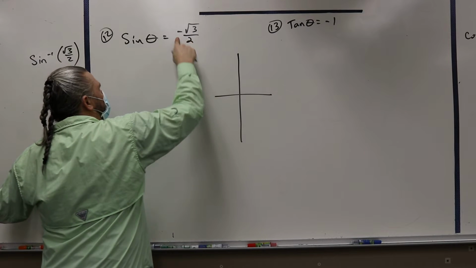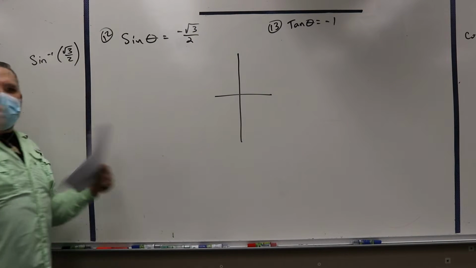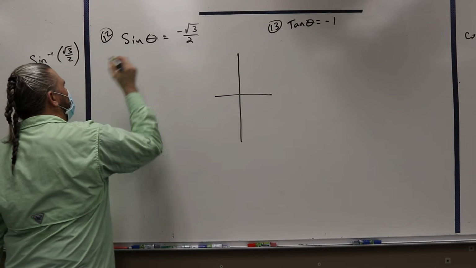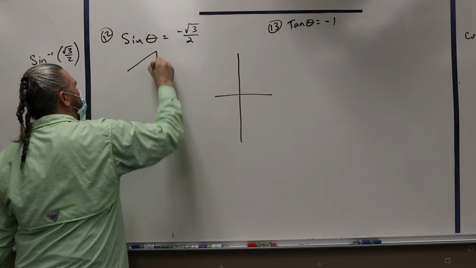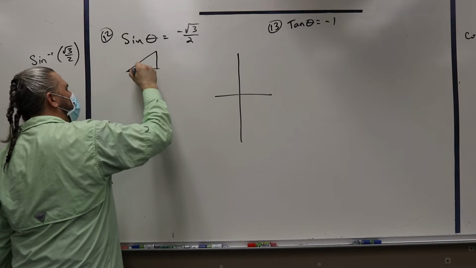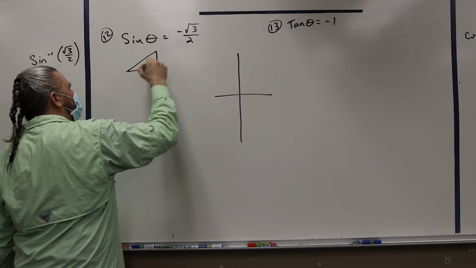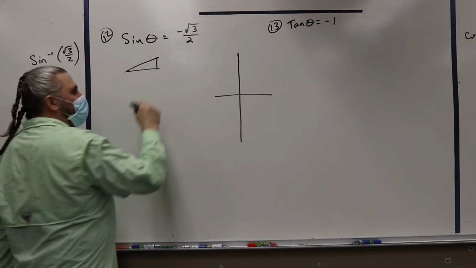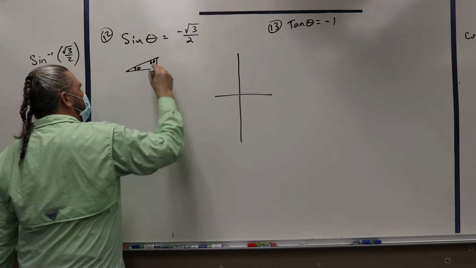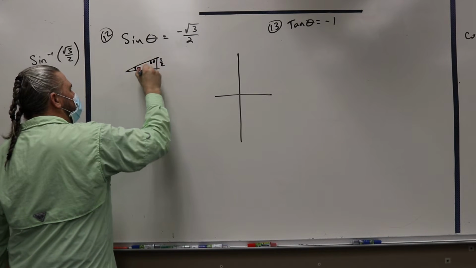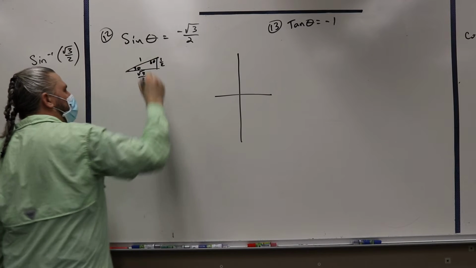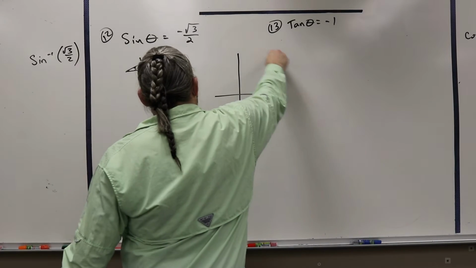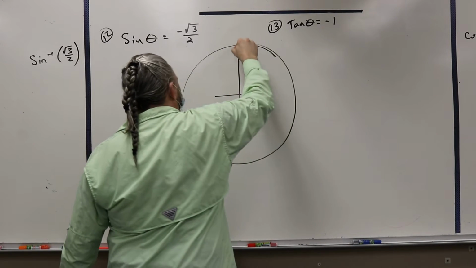All right, so what I am doing on this function is trying to figure out where is sine of square root 3 over 2 negative. So I have to think, what is the square root 3 over 2? When I think of square root 3 over 2, I think of the 30, 60, 90 triangle, right? So this would be 1/2, this would be square root 3 over 2, and this would be 1. And that's the whole unit circle piece, right?